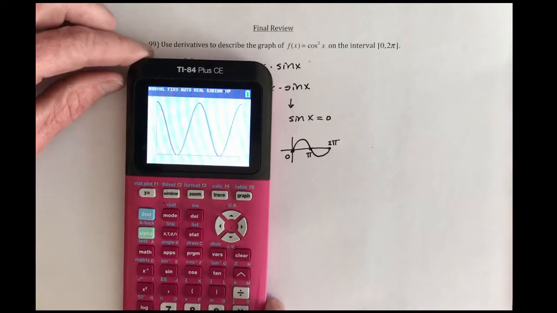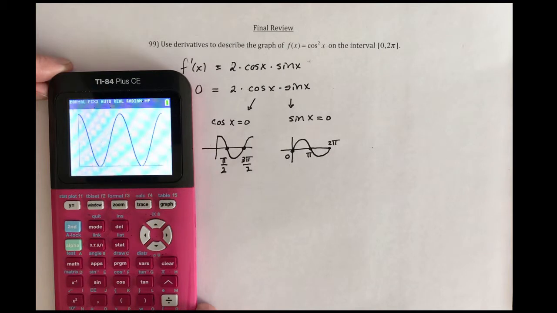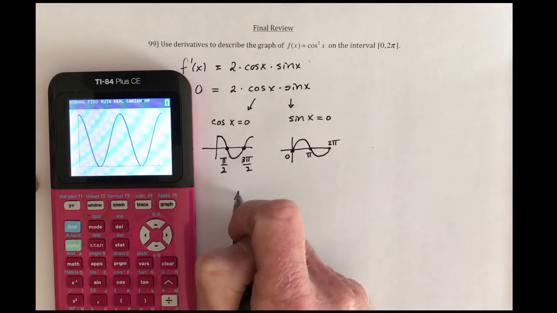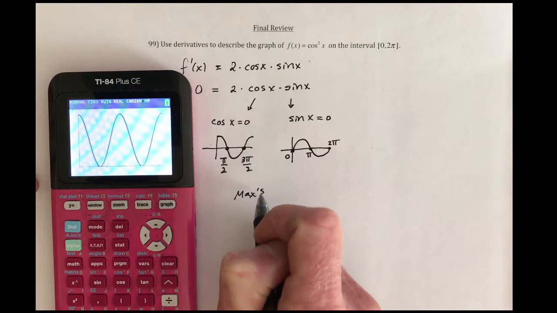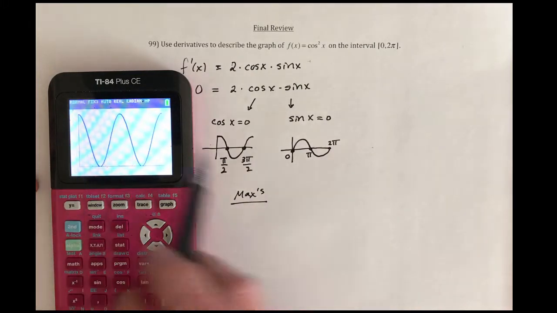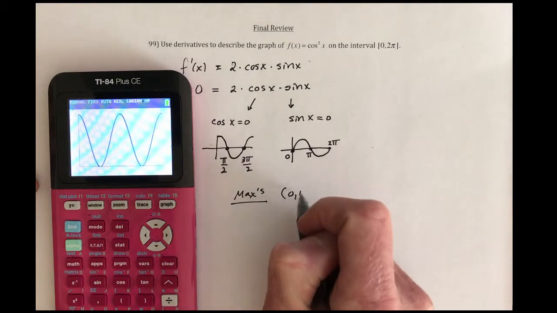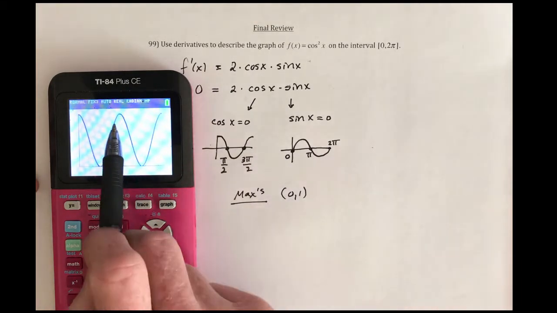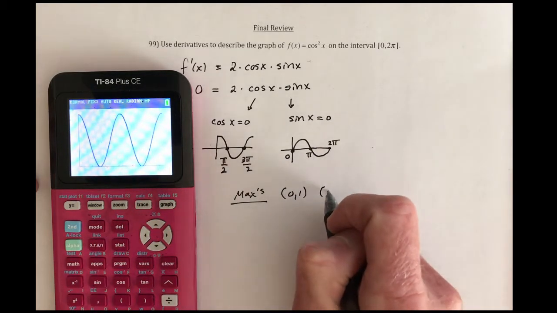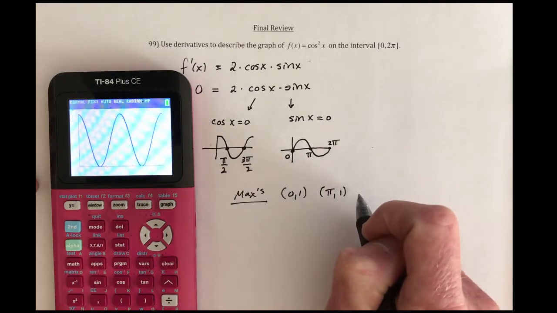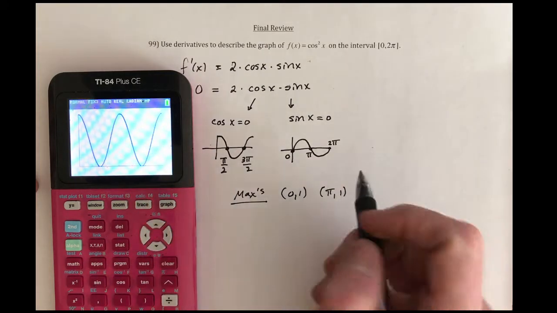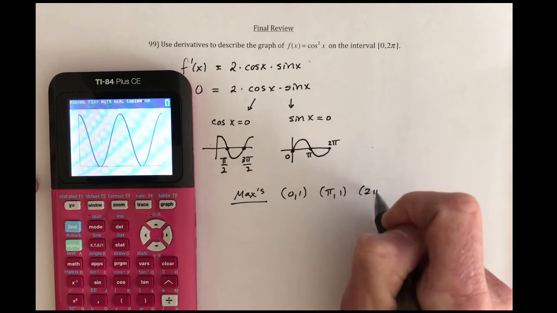So I put this off to the side, and so the maximum values, this one would be 0, 1. This one would be right in the middle, so the middle one is pi, so that would be pi, 1. And then this one would be the last one, which is 2 pi, so 2 pi, 1.